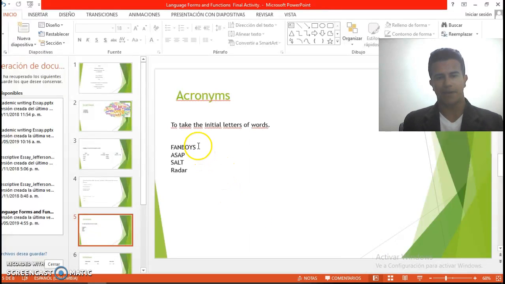For instance, fanboys. Fanboys represents for, and, nor, but, or, yet, and so. Those are the connectors that we employ in order to connect two independent clauses. We have ASAP, which stands for as soon as possible, and there are other examples.